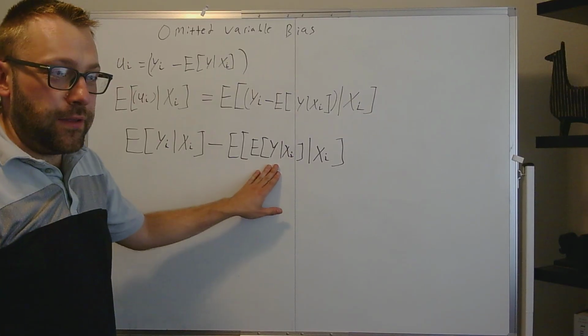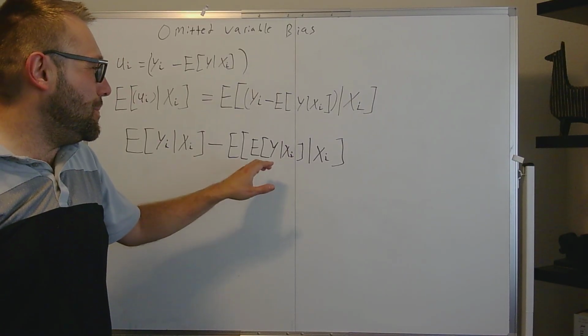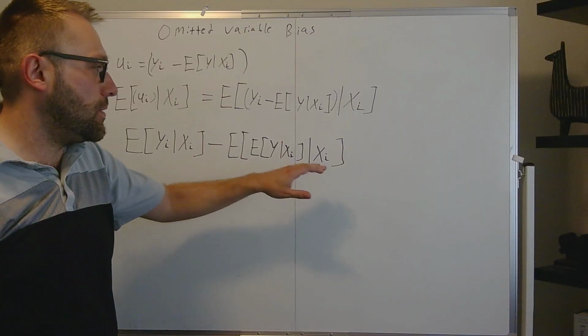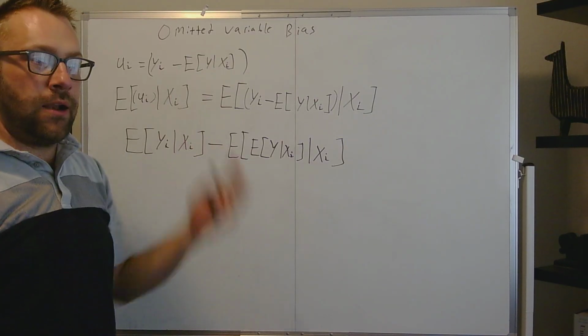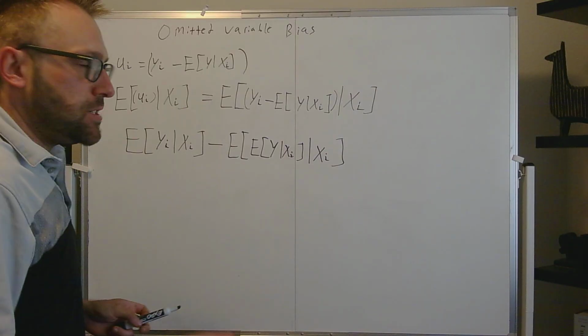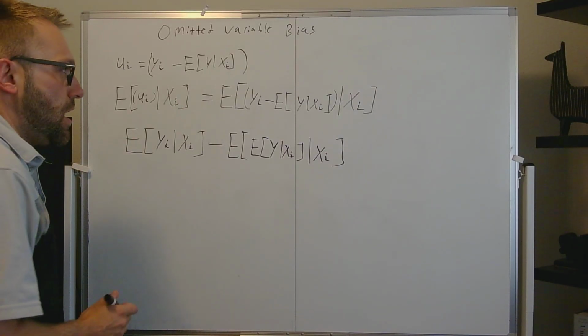Now don't freak out about this. It's okay. So, expectation of y given xi, you're probably thinking, okay, we've got a given xi and then we've got the expectation of y given xi. I don't know what to do, what's going on here. It's actually nowhere near as big of a deal as you'd think.